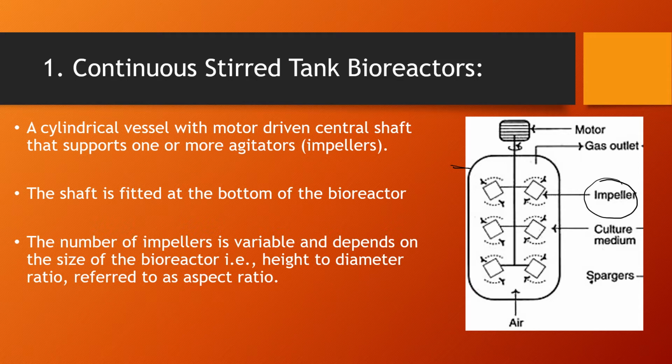The shaft is fitted at the bottom of the bioreactor, but it can be attached to the bottom or top as well. There is also circulation of air. This air is required for the microorganisms to breathe. Microorganisms also undergo respiration; they require oxygen, utilize it in the respiration process and release CO2. That is why air is required. So air inflow is there, and there is a gas outlet as well.